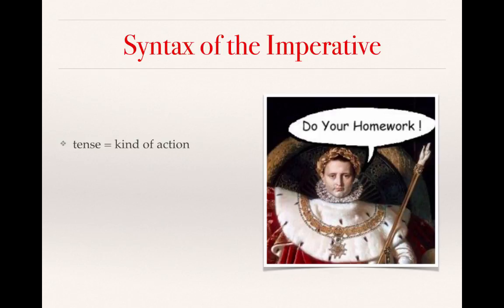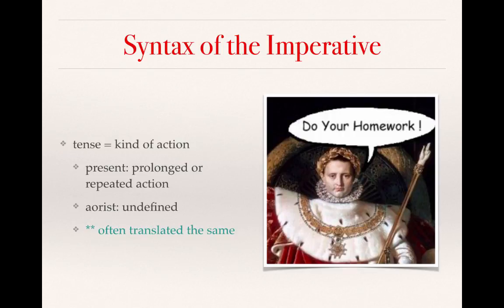With those forms of the imperative in mind, we can talk about the syntax of the imperative. The first thing to note is that tense in the imperative denotes kind of action, not necessarily or exclusively time of action. So a present tense imperative refers to prolonged or repeated action. An aorist is more undefined. Often, though, the translations will be very similar, if not the same, for both tenses.